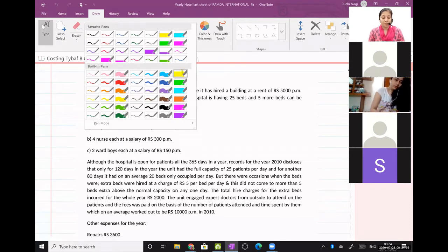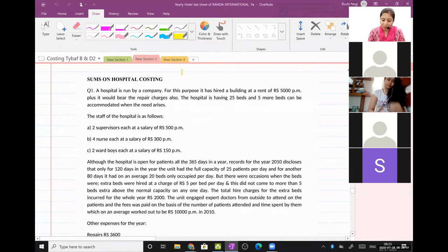A hospital is run by a company. For this purpose, it has hired a building. So the hospital does not own the building on its own. It is taken on a rental basis. Can anybody tell me, your rent is which cost? It has hired a building, right? So the rent of the building is which cost?